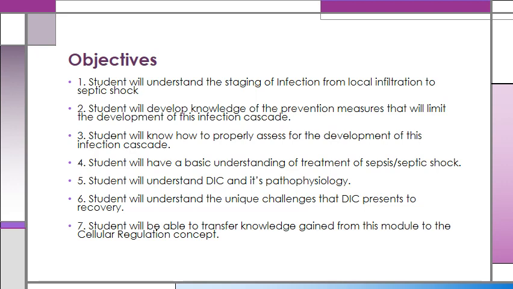The objectives to this particular module will be that you will understand the staging of infection from local infiltration to septic shock. You will develop knowledge of the prevention measures that will limit the development of this infection cascade. Students will know how to properly assess for the development of this infection cascade. You will have a basic understanding of treatment of sepsis and septic shock. We understand DIC and its pathophysiology and understand the unique challenges that DIC presents to recovery. The student will also be able to transfer knowledge gained from this module to the cellular regulation concept.